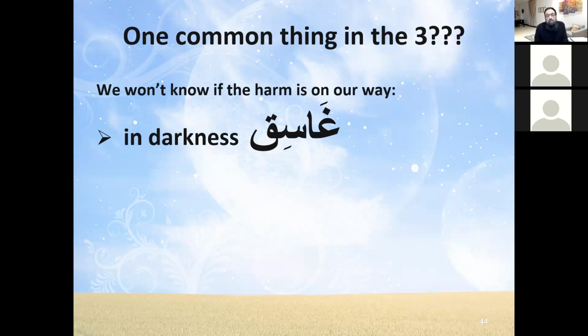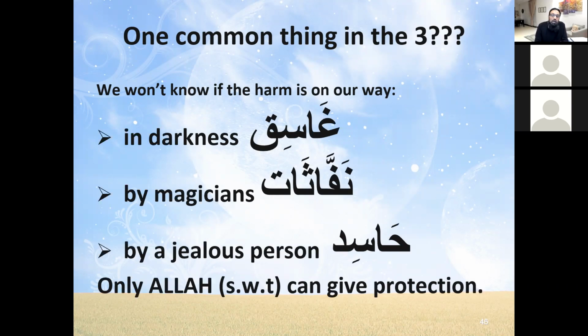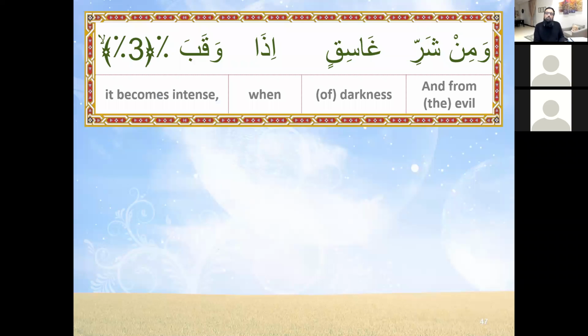Ghasiq is the darkness. Nafasat is the blowing of the magicians, so black magic. Hasid is a jealous person. So in a nutshell, these are the three specific evils that are covered in the next three verses. Let's look at them in detail.